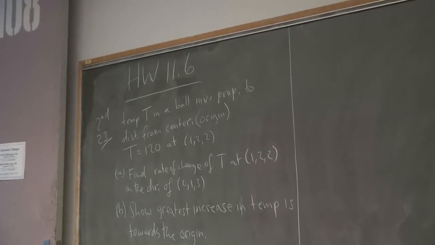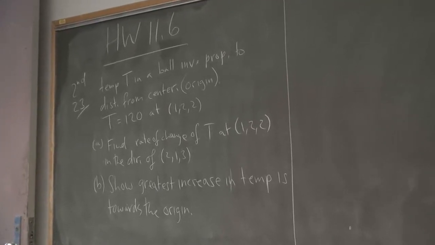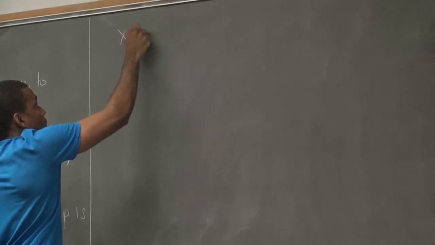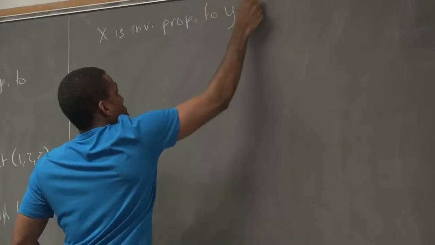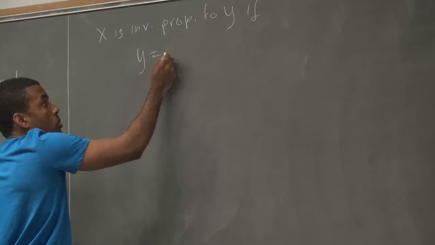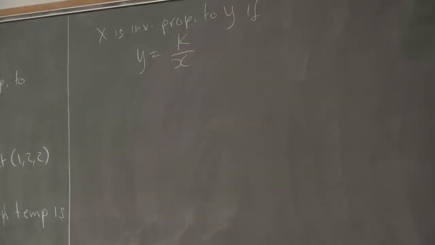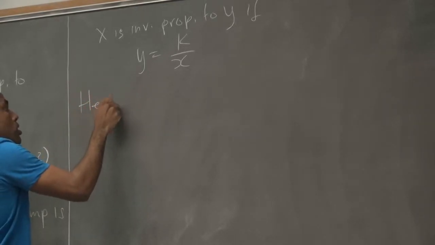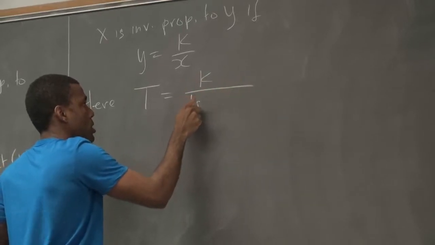The rate of change, so it's talking about directional derivative, but we need to know what the formula for T is. What does inversely proportional mean? As one gets bigger, the other gets smaller. Right, give me an equation. X is inversely proportional to y if y is equal to k over x, a constant times 1 over x. Okay, so they're telling us the temperature is inversely proportional to the distance from the center.